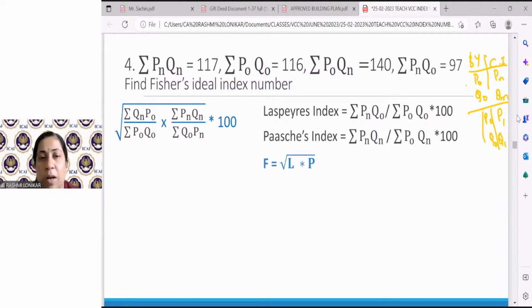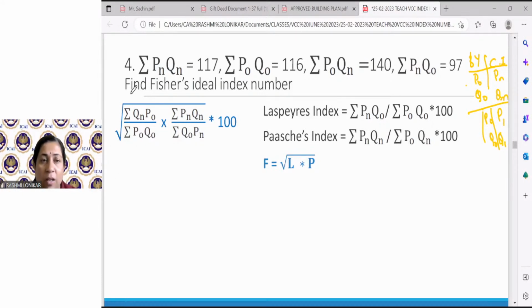Now this particular sum, we are going to try to do it in two ways. Either I use the Fisher formula directly, or I can find out the Laspeyres and Paasche separately, and then find the square root. I'm telling you this because sometimes you get confused about what is in the numerator and what is in the denominator for Fisher, so it is easier this way. That does not mean you have to do it by both methods. You can use only one method, whichever you want. So let us put in the values here.